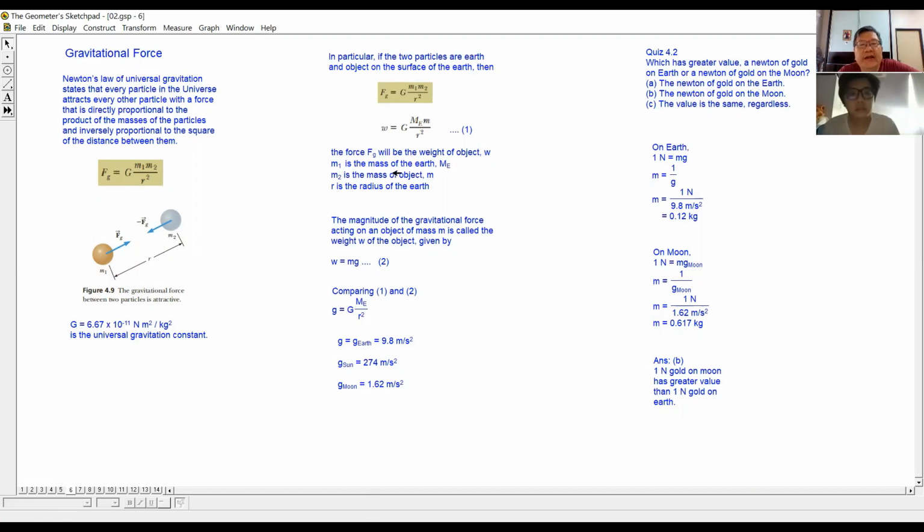So when we compare this mg with the term here, the m and the m will cancel off. And we see that the small g here is actually the big G multiplied with the mass of the Earth and the radius of the Earth squared. So this is the gravitational attraction, or our acceleration due to gravity on the surface of the Earth.